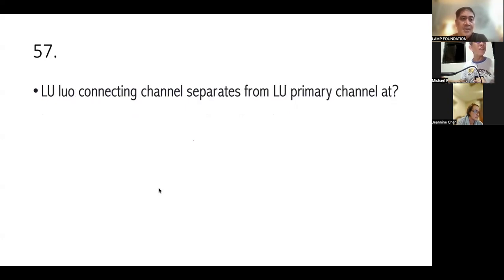Very good. The lung Luo connecting channel separates from the lung primary channel at where? Lung 7. So what's the Luo connecting point of the lung? Lung 7. The channel goes to the palm and spreads through the thenar eminence. What does the Luo connecting point do? Lung is yin, right? Does it sedate the yin or does it tonify the yin?